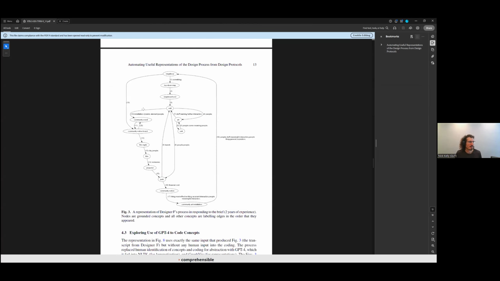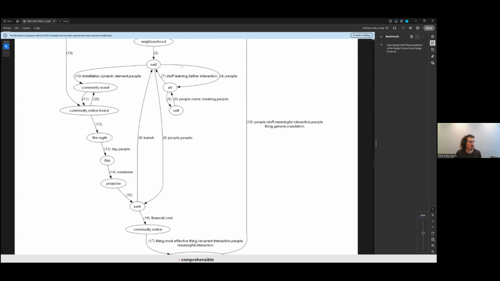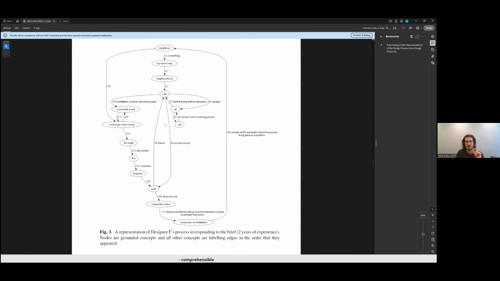We went from these transcripts through to this kind of automated representation of what the designer is doing, with concrete concepts in the circles and abstract concepts between them. And we can see the pathway from the production of ideas. And this was very hypothetical early research.